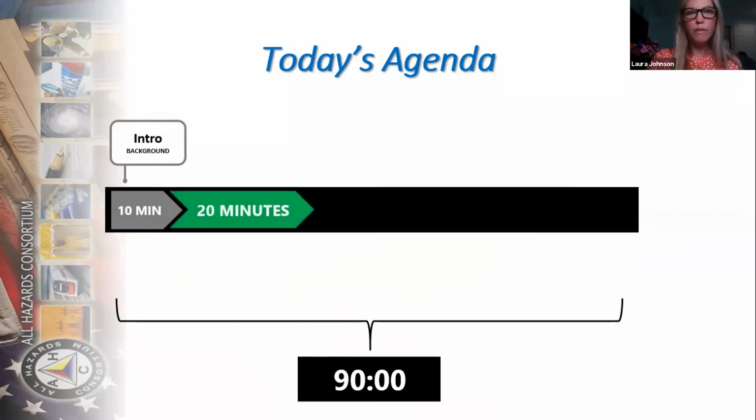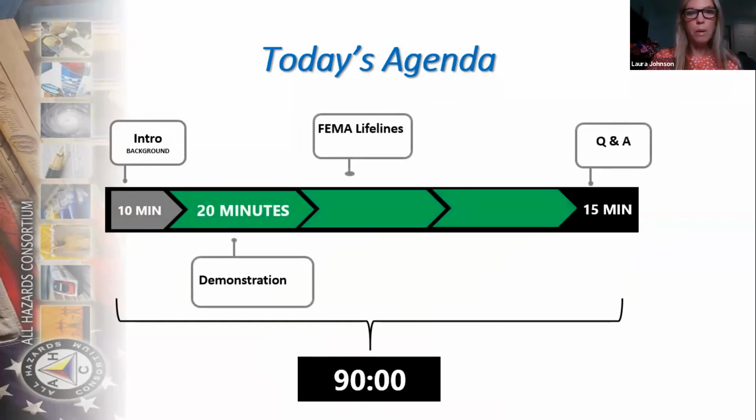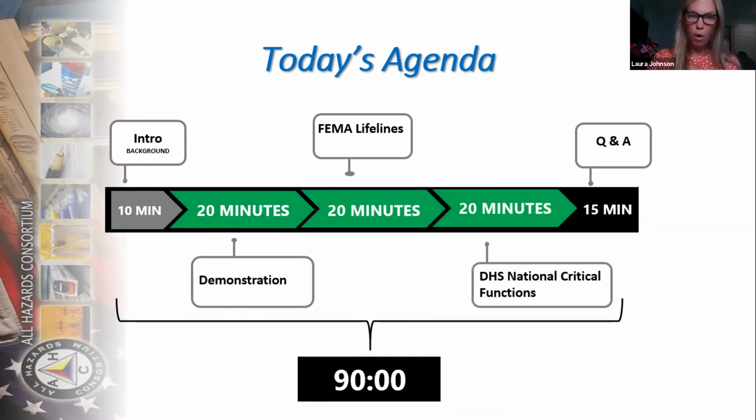We'll start with some brief introductory remarks, and then we'll spend the first portion of our presentation on giving you a demonstration of the Fleet Movement app. We'll show you how that works, what information it contains, and tell you a little bit more about that. And then after that, we'll talk about the FEMA lifelines before we end our third part of today's agenda on the DHS National Critical Functions. And we have a couple experts with us today on that. And then we'll provide enough time at the end for some Q&A, so we will be able to get to our listeners' questions and comments today.